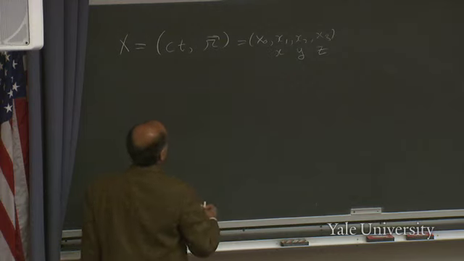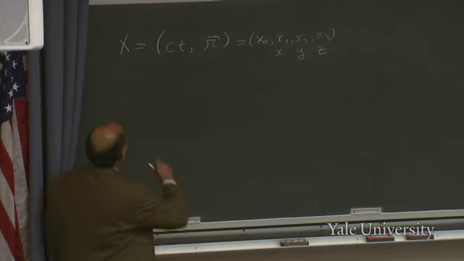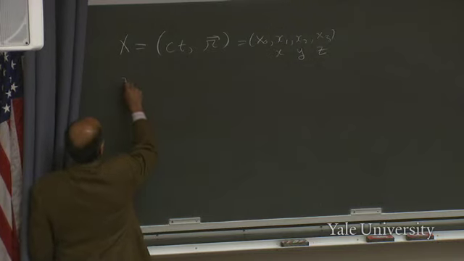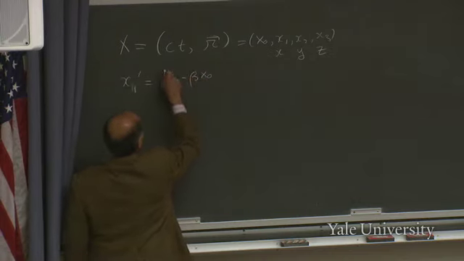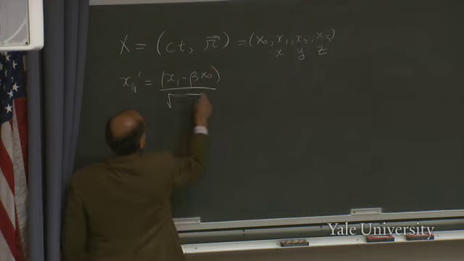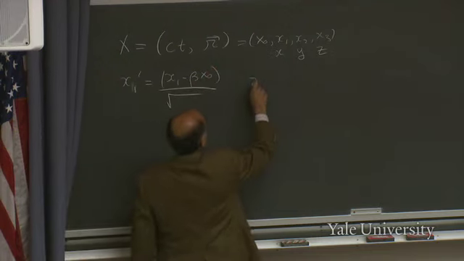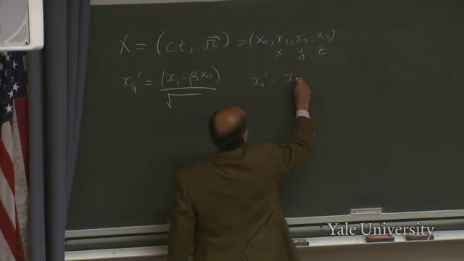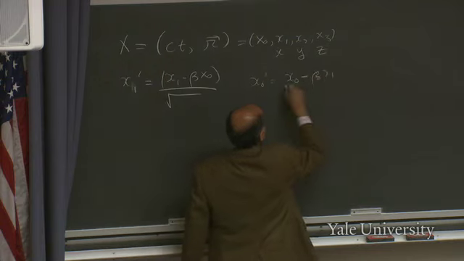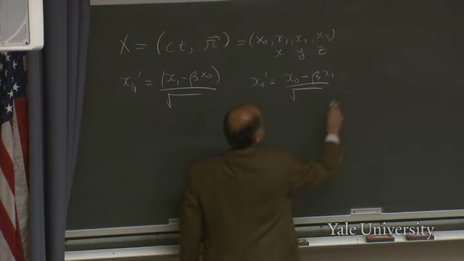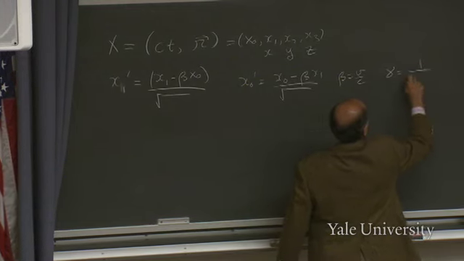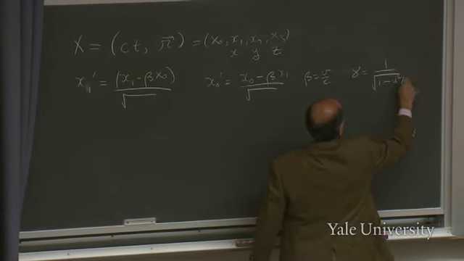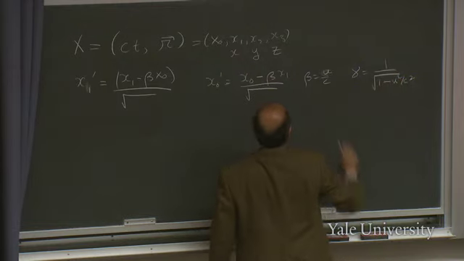So going back to the simpler situation of only x and time, the point of those coordinates is that if you went to a moving frame, x1 prime will be x1 minus beta x0 divided by the square root, and x0 prime will be x0 minus beta times x1 divided by that square root, where beta is u over c. Sometimes it's useful to introduce gamma, which is 1 over the square root of 1 minus u squared over c squared.